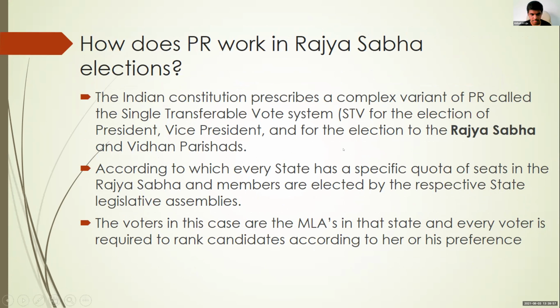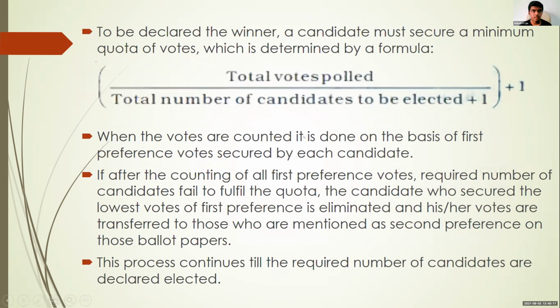According to this, every state has a specific quota of seats, and the members are elected by the respective state legislative assemblies. The voters in this case are not the people but the MLAs, who are the representatives of the people. To declare the winner, the votes are considered rank-wise. Each MLA is required to vote for the candidates based on preference and not just a single vote. So the one who gets the most first preference votes wins the secured seats, and the one who gets the second preference votes will get the remaining number of first preference votes.